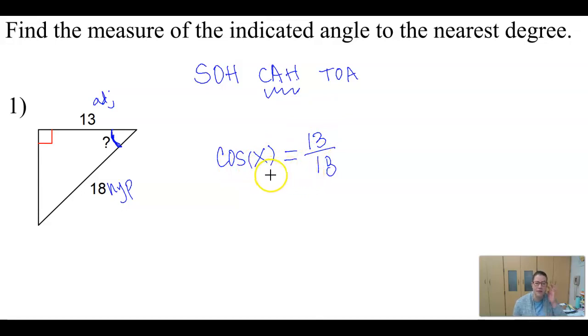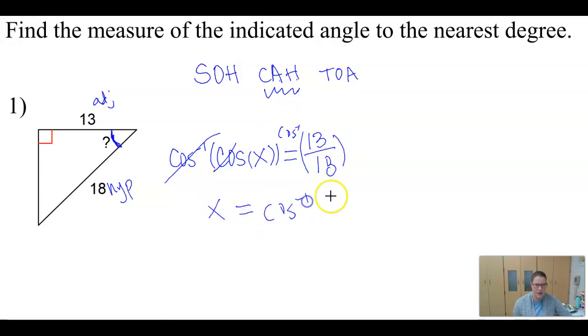Now I talked about briefly that our inverse functions are what undo cosine, sine, and tangent. So in order to undo cosine of x, I'm going to have to take the cos inverse of the cosine of x. If I do that, those are going to cancel out. But if I do something to one side, I need to do it to the other. So this gives me x equals cos inverse of 13 over 18.